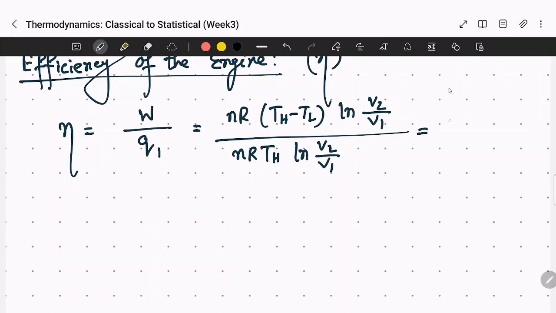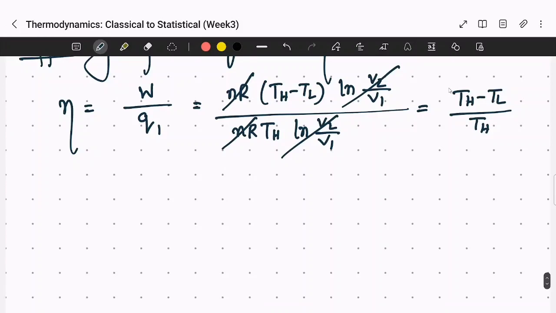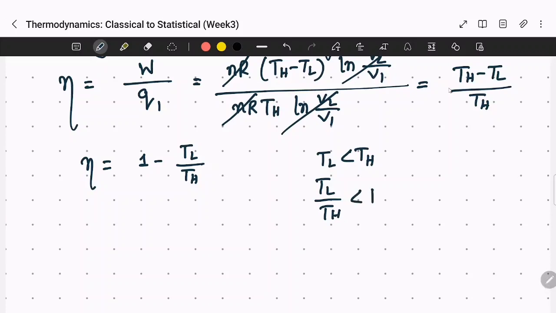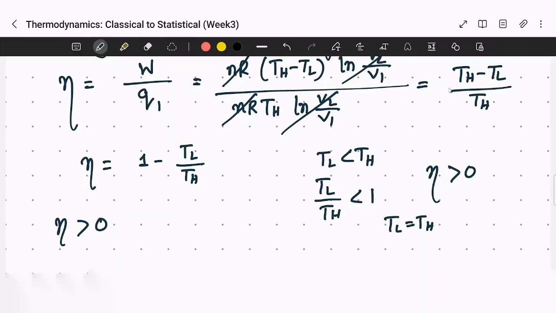If you use this, then essentially this will cancel. So it is T_H minus T_L divided by T_H. This will be the efficiency of the Carnot engine. Basically here the modulus is used. If there is any doubt, you can think like that. So (T_H minus T_L) by T_H is the efficiency. You can also rewrite the efficiency as 1 minus T_L by T_H. Essentially T_L is always less than T_H, so T_L by T_H is always less than 1. That means eta is always greater than 0. It will equal 0 only if T_L equals T_H.